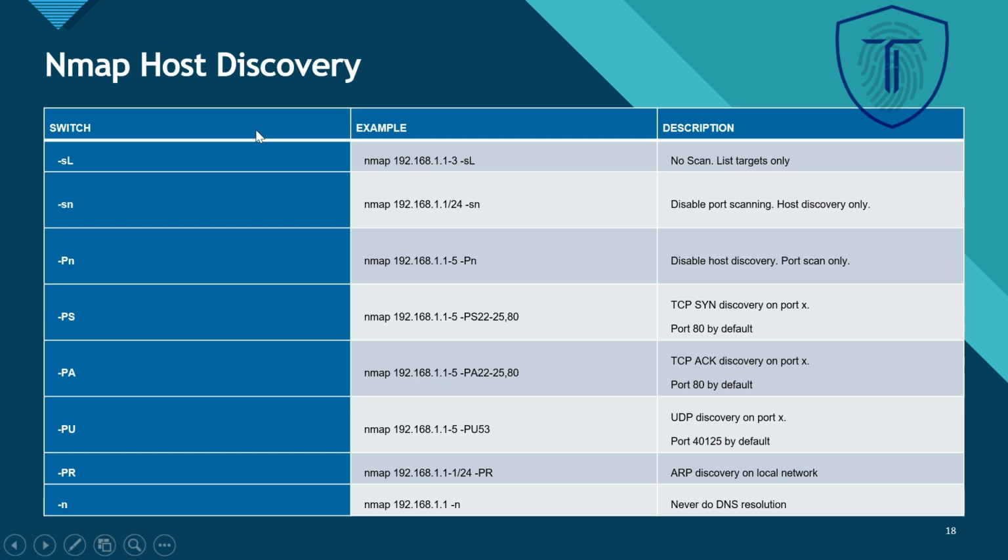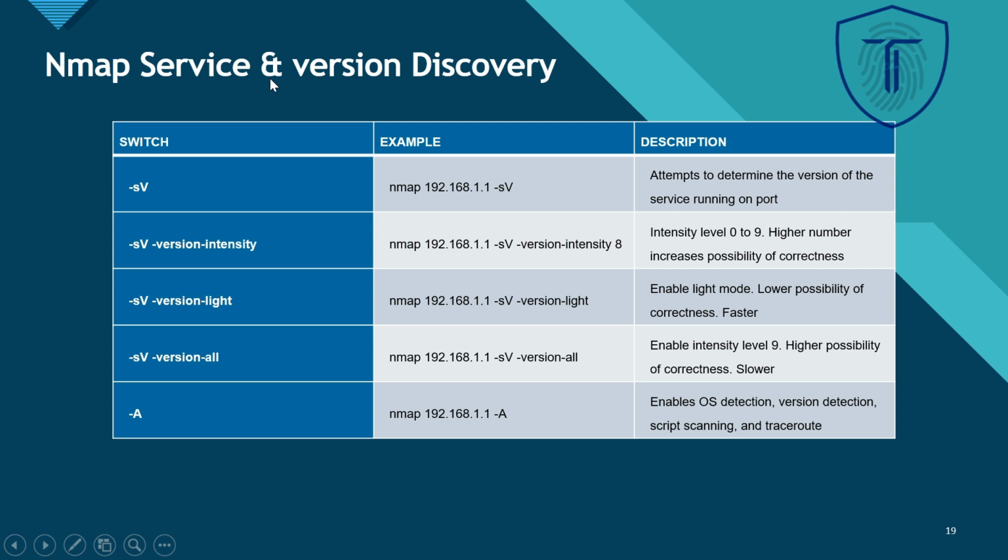This is the cheat sheet for host discovery. As you can see, this is the flag which disables the port scanning and only scans for the active hosts. Here is an example of how you can run this switch along with Nmap to know all the active hosts on a network. Here is another cheat sheet for service and version discovery.